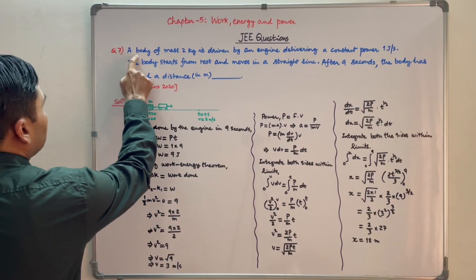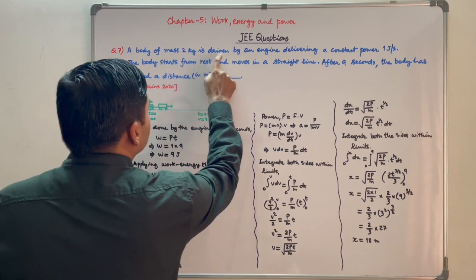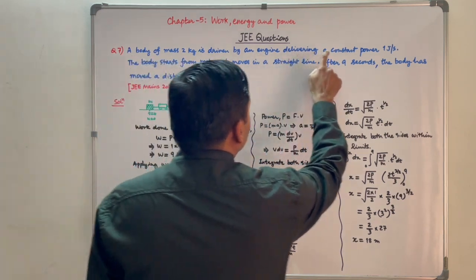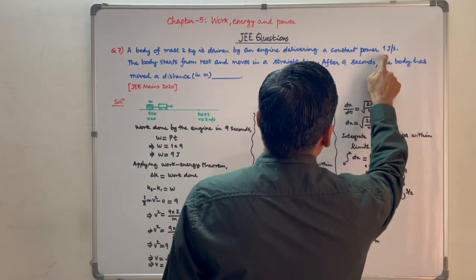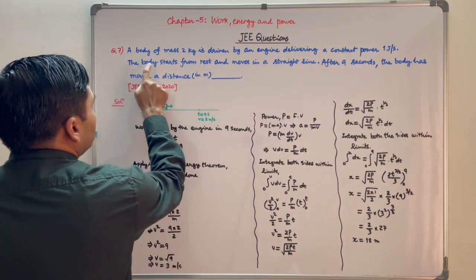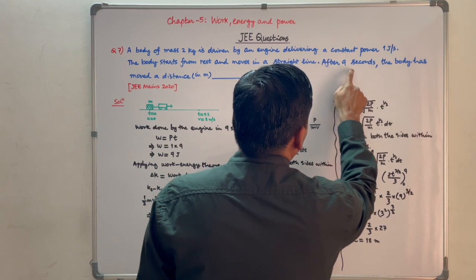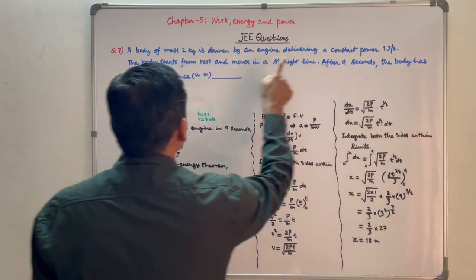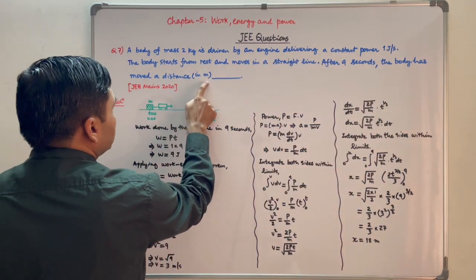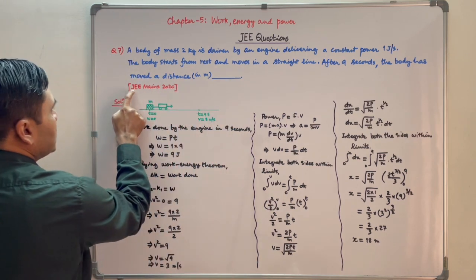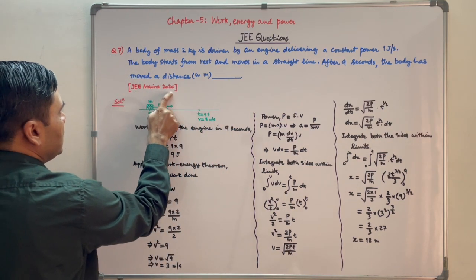Seventh question: a body of mass 2 kg is driven by an engine delivering a constant power 1 joule per second. The body starts from rest and moves in a straight line. After 9 seconds, the body has moved a distance in meters. This question was asked in JEE Mains 2020.